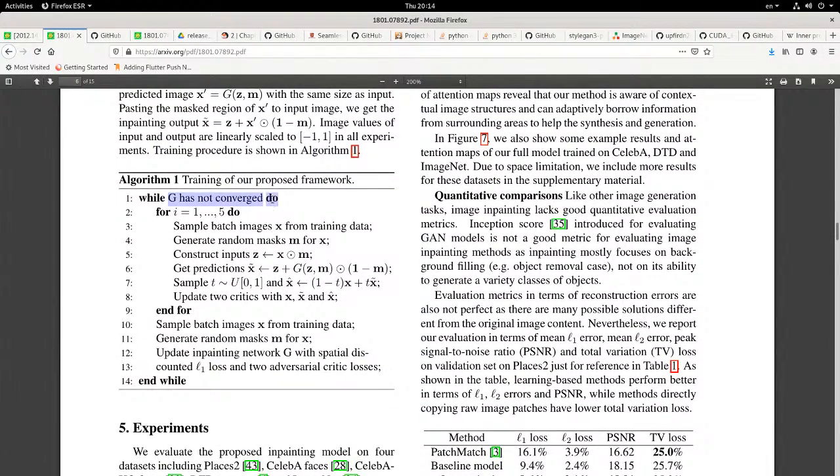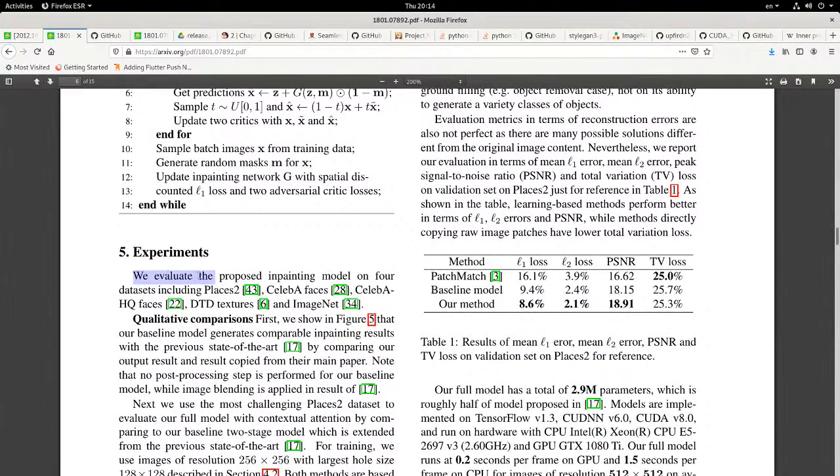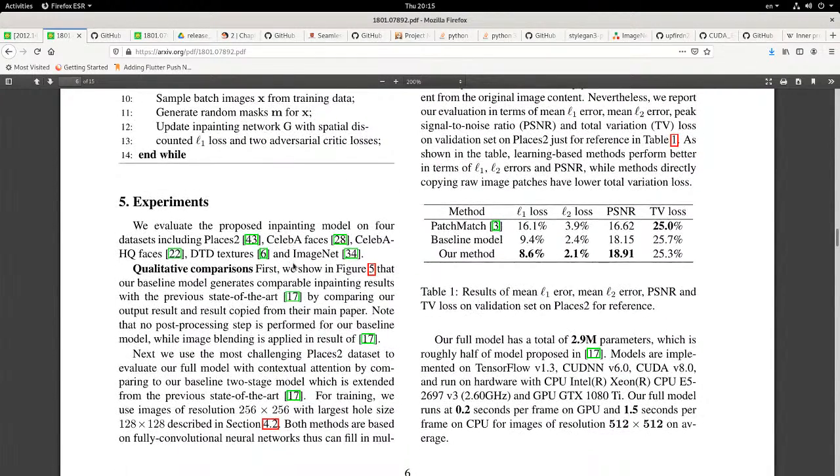Well, G is not converged. For i equals 1 to 5, sample batch images. We evaluated the proposed in-painting model on 4 datasets, including Places2, CelebA faces, CelebA-HQ faces, DTD textures, and ImageNet.